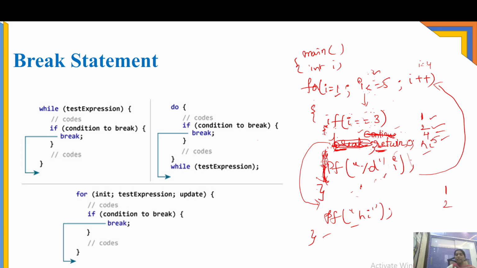3 == 3, yes, return will be executed. Return means exit from the function. In which function are we now? We are now in the main function. It will exit from the main function. So hi will also not be printed. So the output is 1, 2. Okay, this is the difference between break, continue and return.